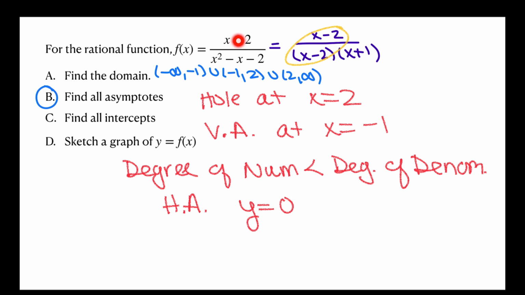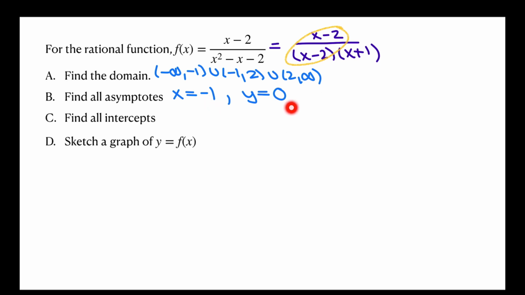For my horizontal asymptote, the degree of my numerator is smaller than the degree of my denominator. Our leading term in the numerator is x. Our leading term in the denominator is x squared. Anytime this happens, we have a horizontal asymptote of y equals 0. So asymptotes at x equals negative 1 and y equals 0.